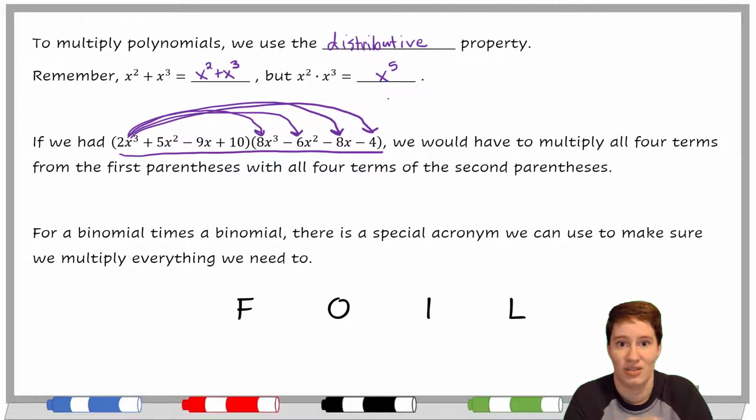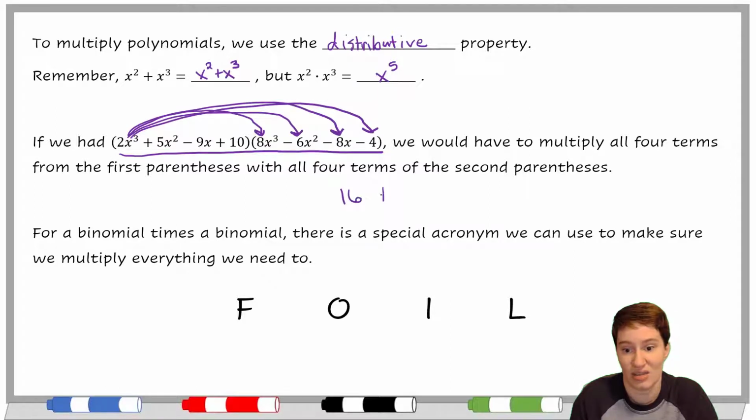But now I'd have to do the same thing with the 5x squared, the same thing with the negative 9x, and the same thing with the 10. Essentially, everything in both parentheses needs to get multiplied with everything in the other parentheses. So how many times are we going to have to multiply? Well, there's 4 for this first one, 4 for this next one, 4 for this one, and 4 for this one. So that would be 16 terms.